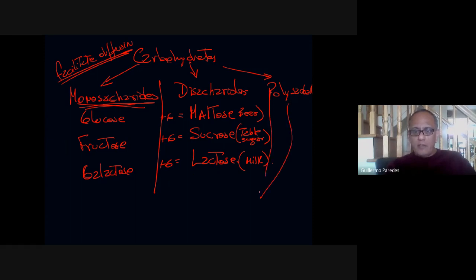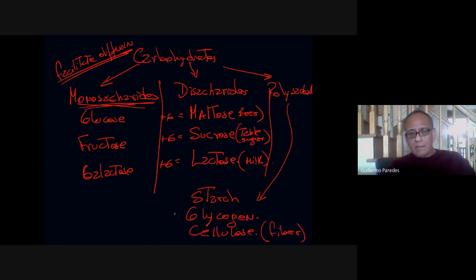In the polysaccharides, you need to remember the starch and the glycogen. Starch, glycogen, what else? Cellulose. Cellulose is the fiber from the plants. Glycogen is going to be hundreds of molecules of glucose together. They're going to be stored in the liver and muscles. Glycogen is the storage of glucose.